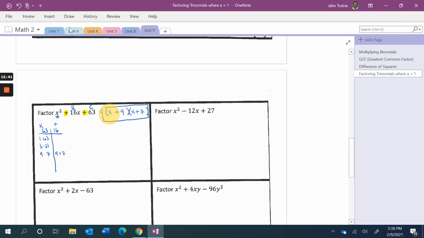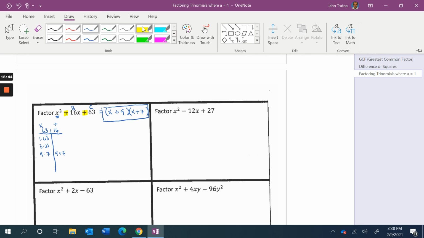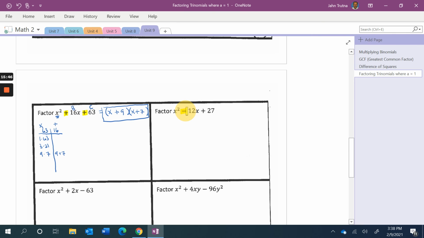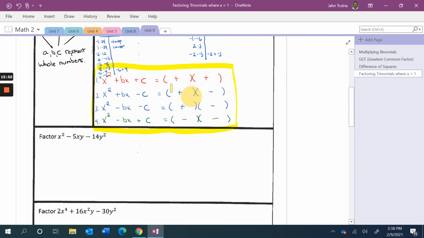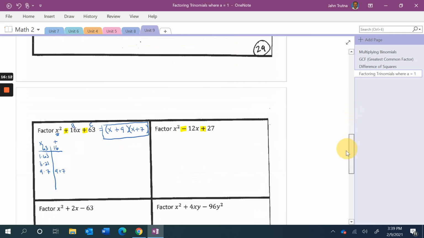That's a trinomial. So what kind of trinomial is it? Well, notice it is a minus plus trinomial. So let's go up to our chart. Which one from this chart here is the minus plus? So the minus plus is number 4. So that means both of my factors are going to have a minus sign in them, a subtraction sign in them. So a minus plus trinomial factors into a minus and a minus, okay?